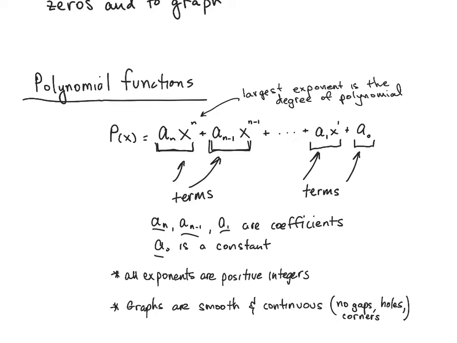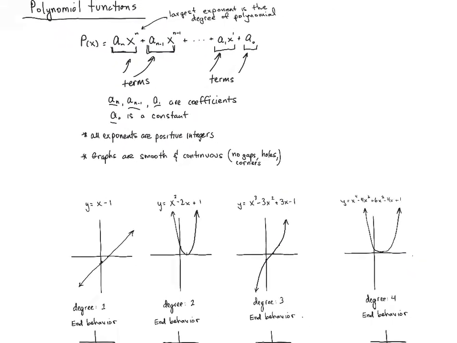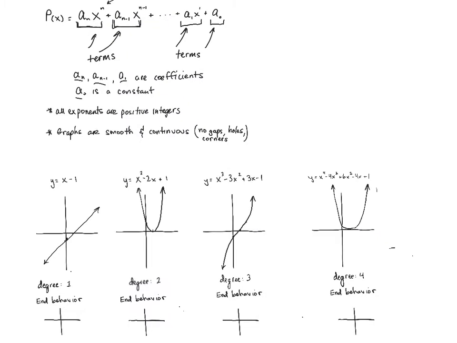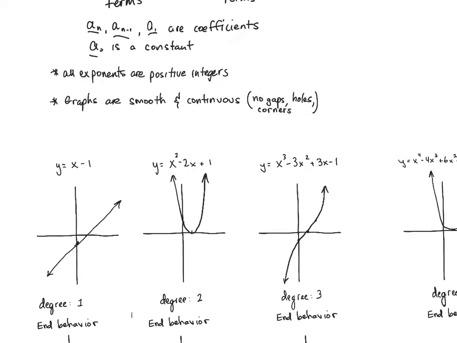If you remember, for example, in chapter 2 when we did piecewise functions, those graphs are not continuous because they're broken into several pieces. And there are gaps in those graphs, but a polynomial function has no gaps, no holes. So they're considered smooth and continuous. So I've got some examples here to look at of some polynomial graphs and polynomial functions.